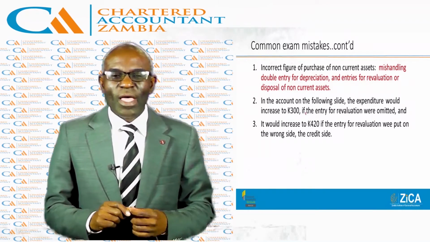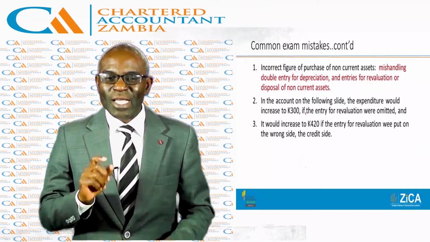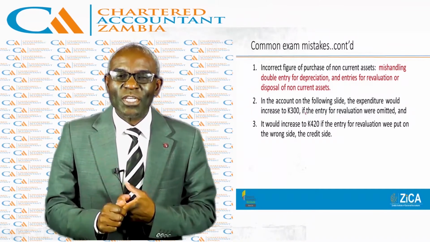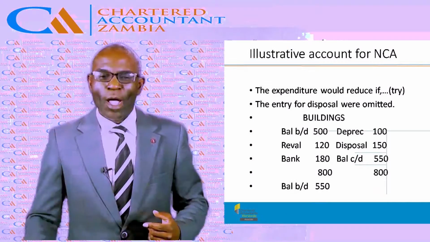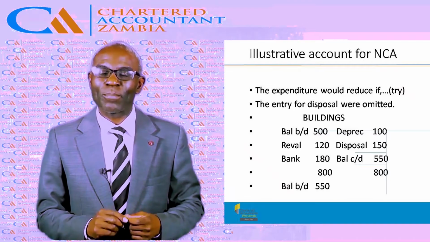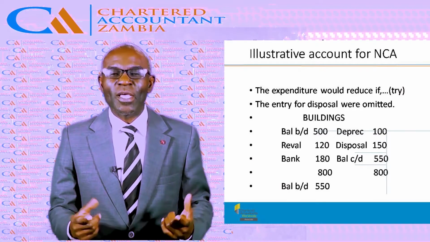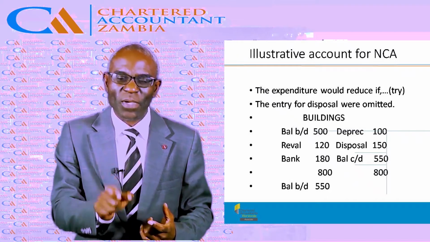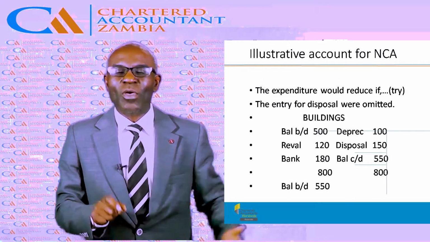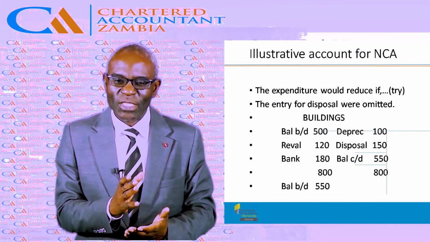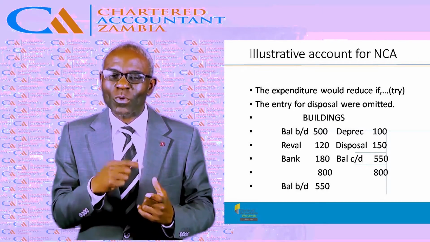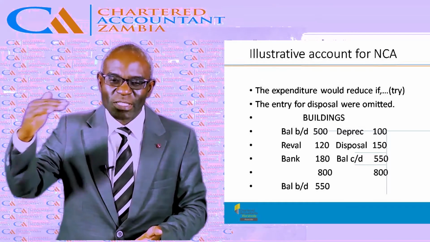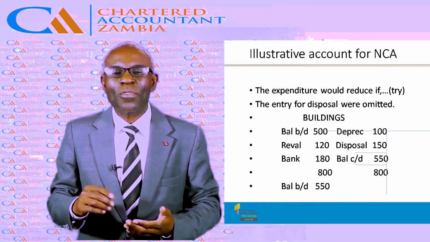The next error that we find common in answer scripts is that of mishandling depreciation and revaluation and disposal of non-current assets. To illustrate this, I'm showing for you the account for buildings. Supposing the question is that you must calculate how much was spent to extend the buildings. So if you have the amounts on the debit side and then you omit a revaluation amount, then the figure which was spent to extend buildings will be overstated from 180 to 300.